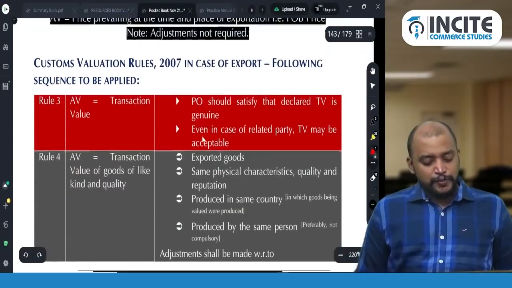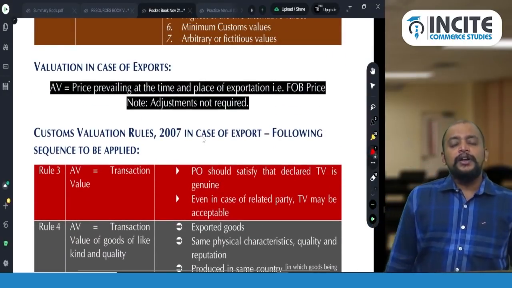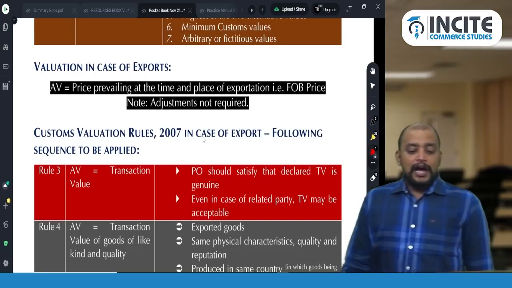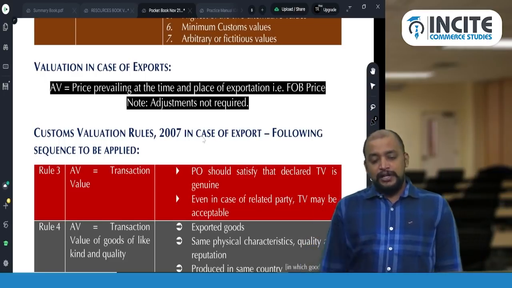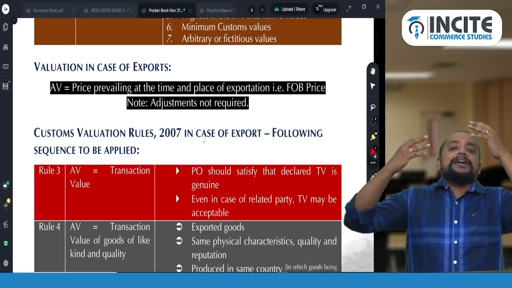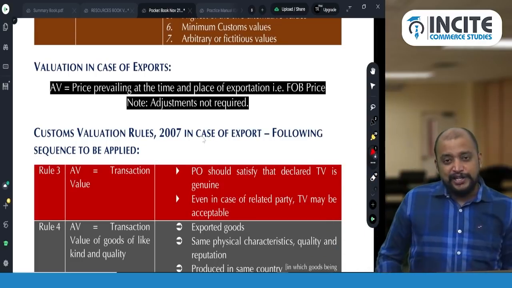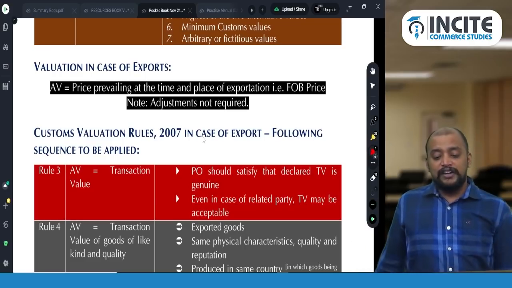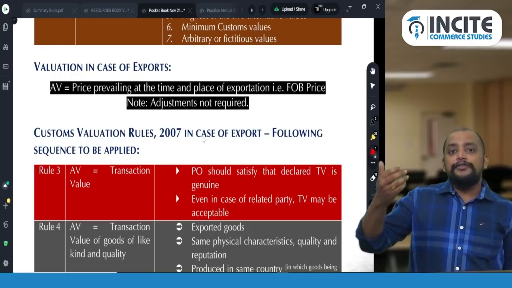Then in case of export, what will be taken as the assessable value? We will take the assessable value at the time and place of exportation, that is FOB price. So no adjustments to it. Whatever is the price prevailing at the time and place of exportation will be taken, that is the FOB price, and to that FOB price we need to make a few adjustments.